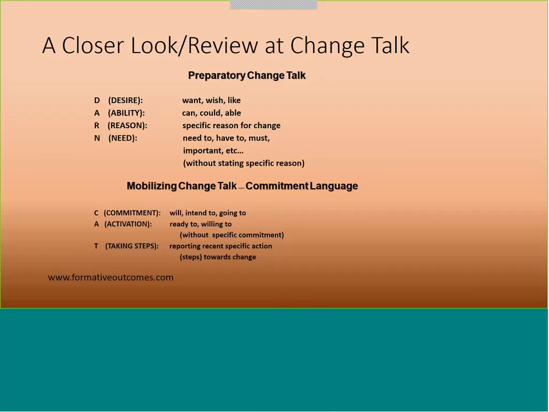And then lastly, this is really important in terms of research. Preparatory change talk in itself does not predict behavior change. It's really important to remember that just because someone's telling us, I want to, it would make a big difference for me, that's not a predictor that they're actually going to do anything. We need to move people to a place where they're starting to express mobilizing change talk, which is commitment language. It's them expressing, I'm going to do this, I'm ready for it, and then really talking about what that plan is for them.